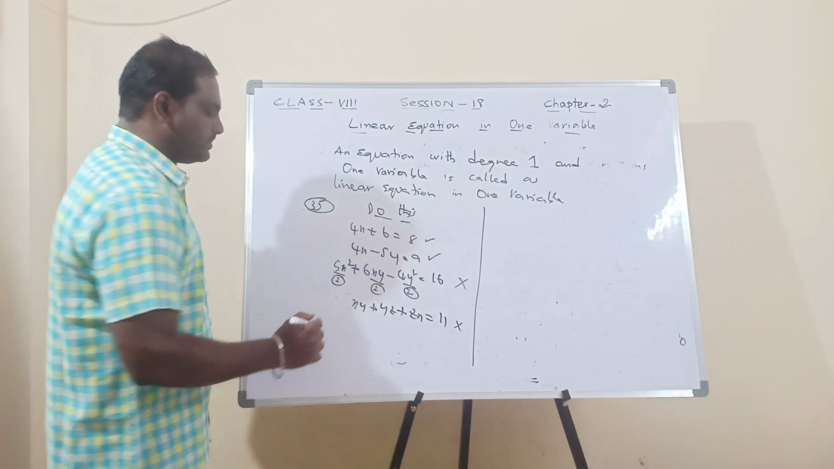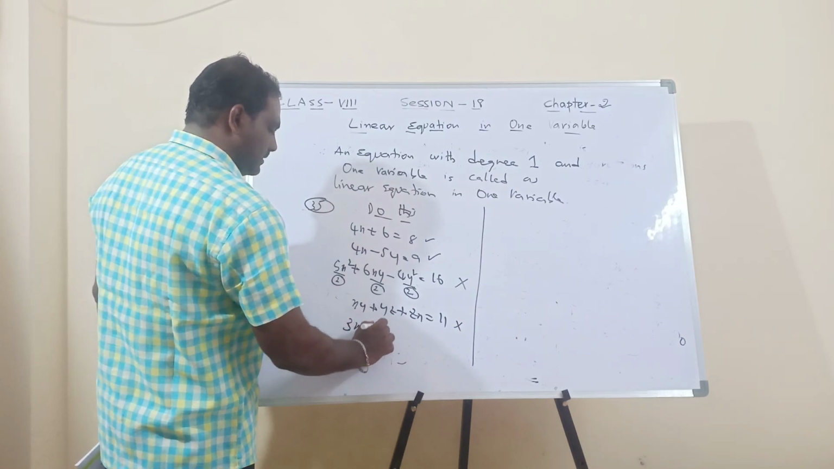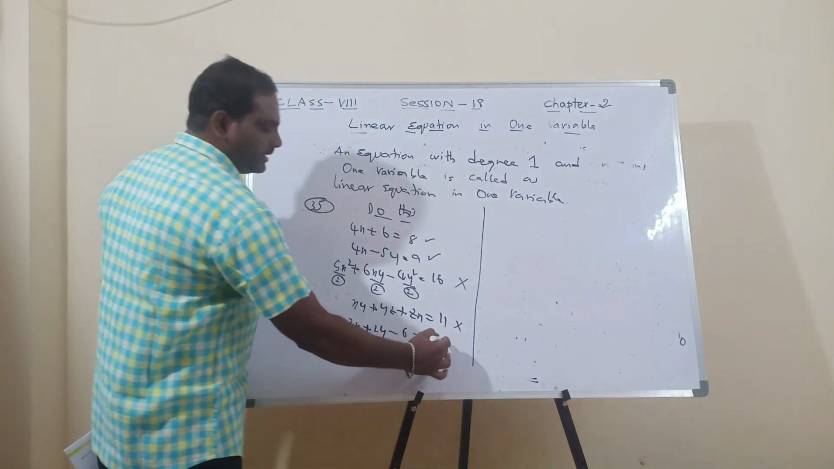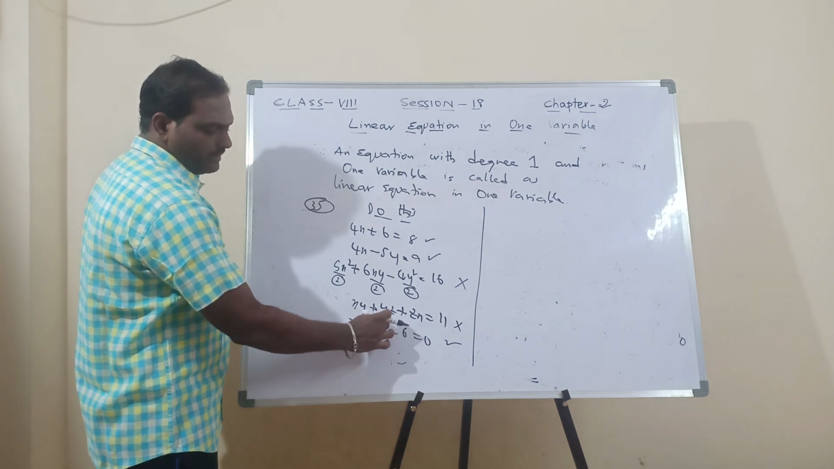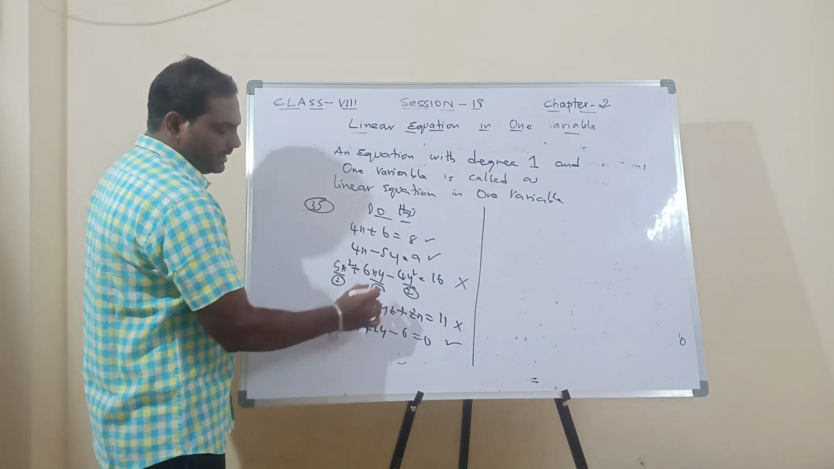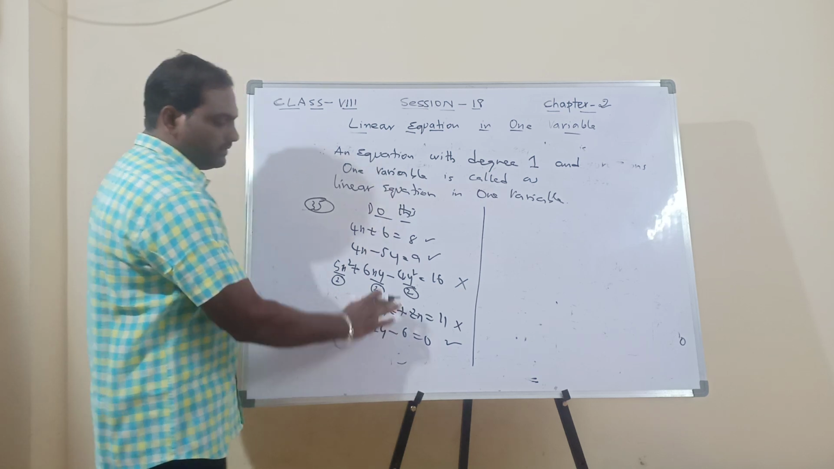Next, 3x plus 2y minus 6 is equal to 0. Yes, it's a linear equation because 3x has power 1 and 2y has power 1. Now don't add this. We have to add the powers only when the two variables are in multiplication, like xy or yz. Then only we have to add the powers.